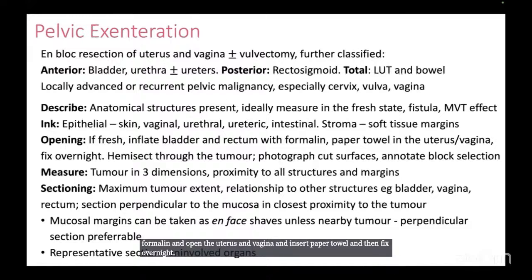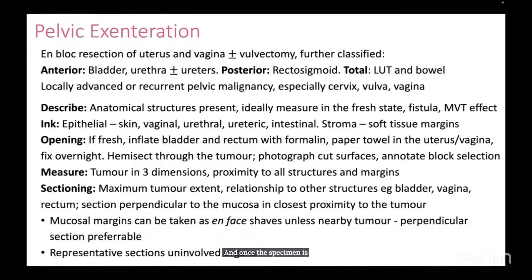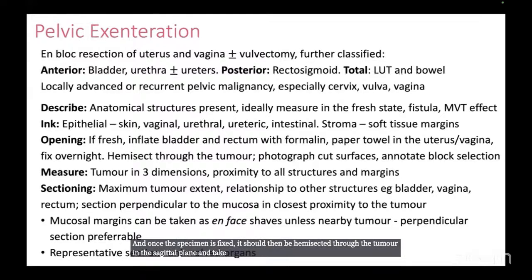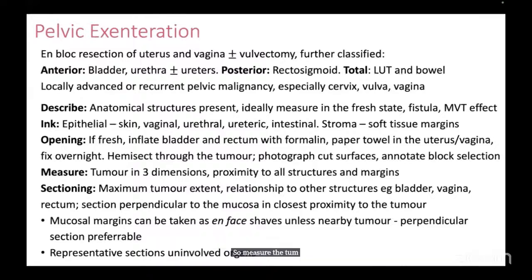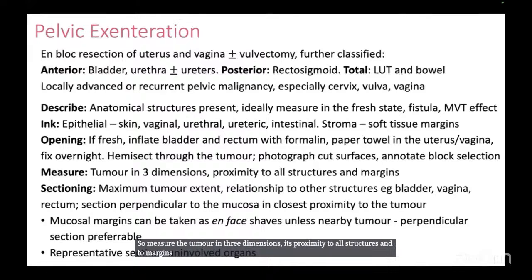And once the specimen is fixed, it should then be hemisected through the tumour in the sagittal plane and take photographs of each of the cut surfaces to annotate when blocking. So measure the tumour in 3 dimensions, its proximity to all structures and to margins, and sectioning should be judicious and aim to demonstrate the maximum tumour extent and its relationship to other structures.